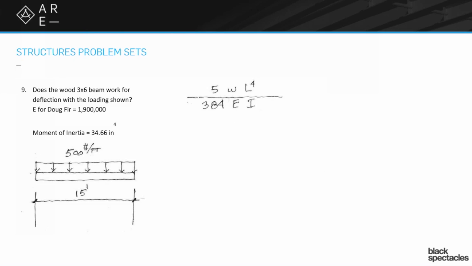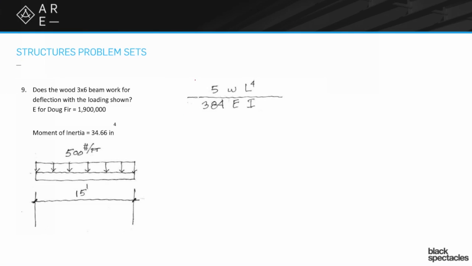Okay, so we're on 9, and 9 says, does the wood 3x6 beam work for deflection with the loading shown? It gives the E, which is the modulus of elasticity, for Doug fir as 1,900,000, and it gives the moment of inertia for the 3x6 as 34.66 inches to the fourth. So this is fun stuff. This is an exciting one.